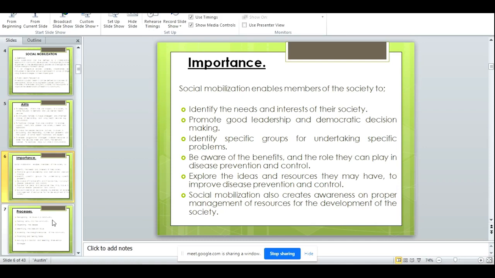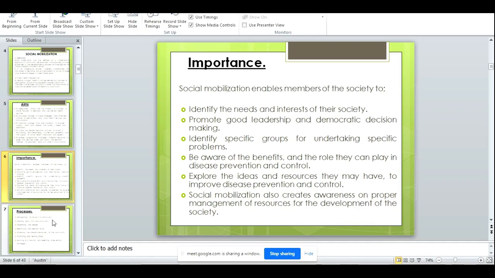Social mobilization also enables members of the society to be aware of the benefits and the role they can play in disease prevention and control. So when you mobilize them, you can sensitize them about disease prevention and control, and it also helps to explore the ideas and resources they may have to improve disease prevention and control.